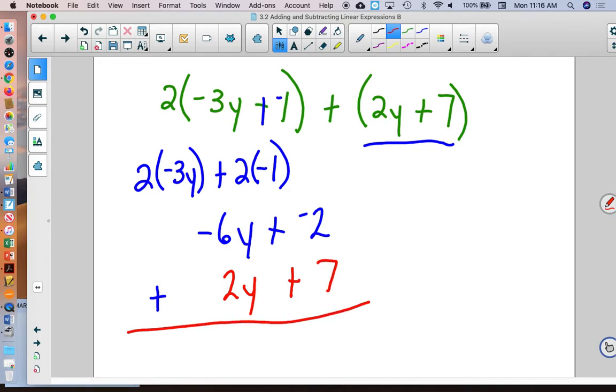Okay? Well, what's negative 2 plus 7? It's 5. Do you see where I'm at? Negative 2 plus 7 is 5, because isn't the 7 the larger number between the two? So I subtract and find the difference, right? Okay. And what is negative 6y plus 2y? Negative 4y.